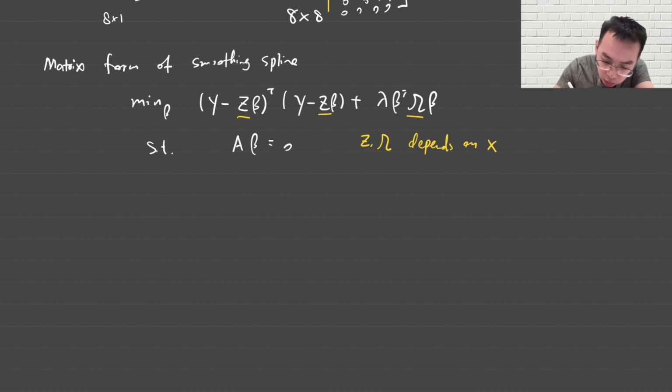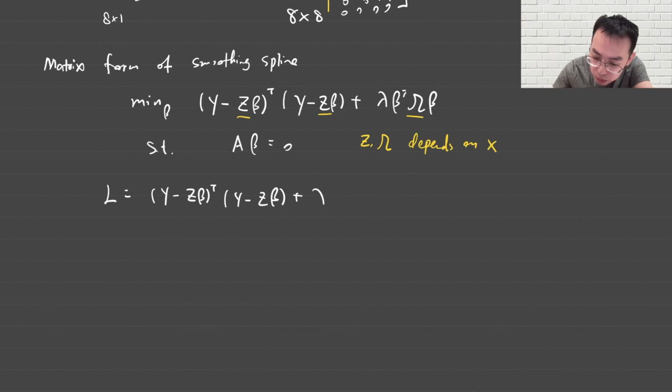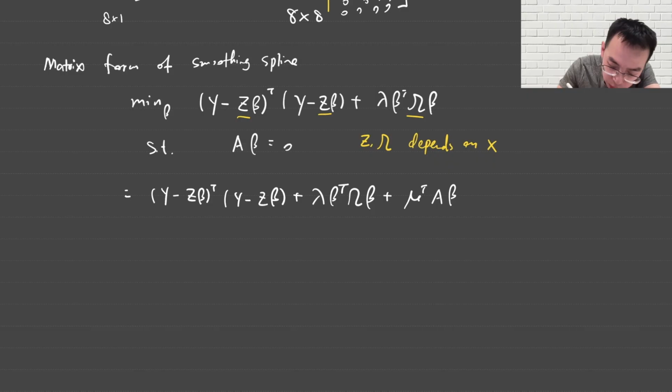We define L by just combining the objective, the function we want to minimize, with the constraint. So we write down L as (y minus Zβ) transpose (y minus Zβ) plus λ β transpose Ω β plus μ transpose A β. That's going to be our augmented Lagrangian. Note that the parameters we need to solve for are β and μ.